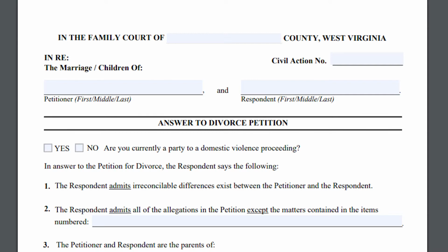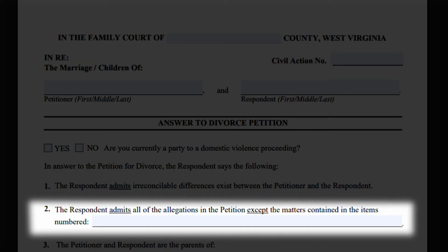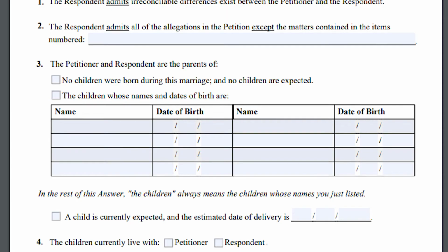Before answering question number 2, you will need to look through the petition for divorce that you received in the mail or from a process server. If there are things listed in the petition that you believe are not true, you will deny it by writing down the paragraph number listed in the petition on line number 2 in the answer. If you believe everything in the petition is true and you agree with it, line number 2 can be left blank. For questions 3 through 7, they all have to do with having children.